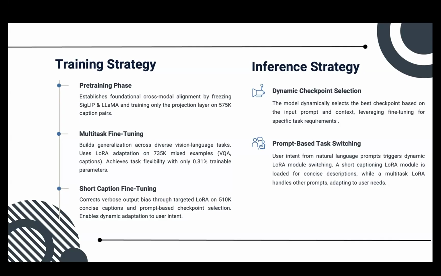For inference, we implemented two key innovations. First, with dynamic checkpoint selection, the model automatically selects the optimal checkpoint based on input prompts and context. Second, prompt-based task switching. User intent expressed in natural language triggers dynamic LoRA module switching. When users request a brief description, the short caption model loads. For other tasks, the multitask model handles the request. This adaptive framework ensures the model responds appropriately to user needs without manual intervention.